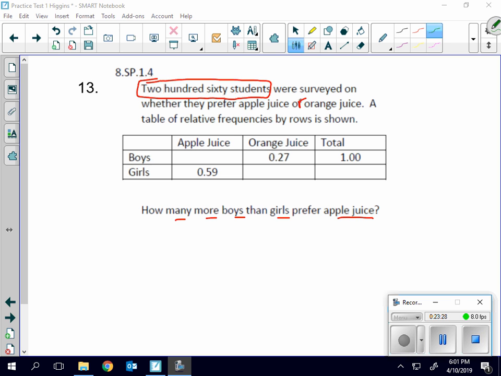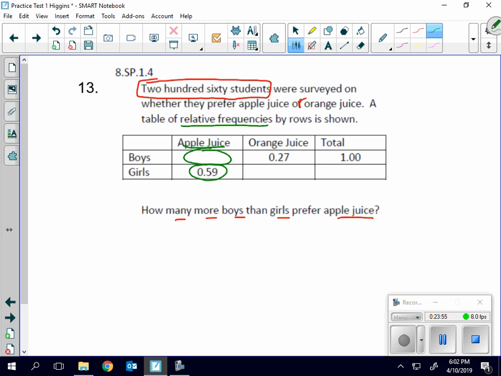Well, here's the percent of girls who prefer apple juice. It's not a number because you can see it's a decimal. Decimal means it's going to be a percent. And of course, because it says relative frequencies, I know we didn't really talk about it much, but relative frequencies mean a percent. So 59% of the girls like apple juice. And we got to figure out what percent of boys like apple juice.